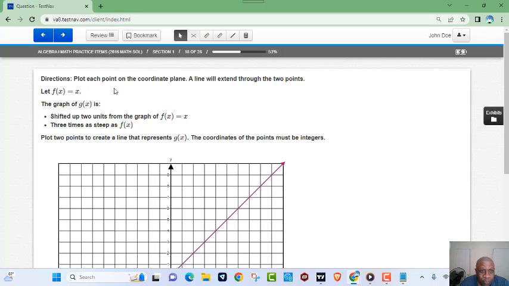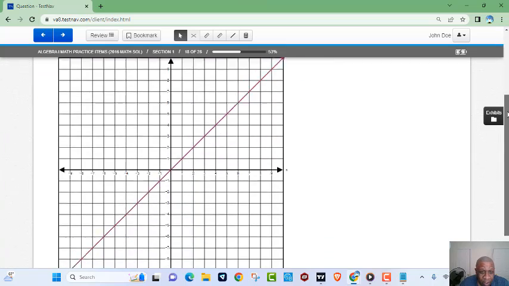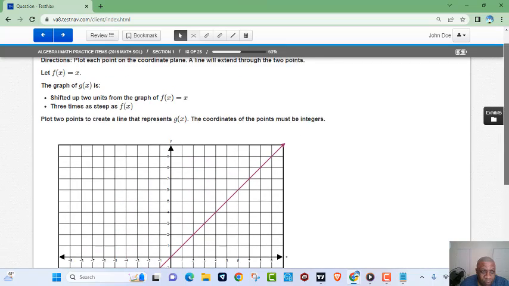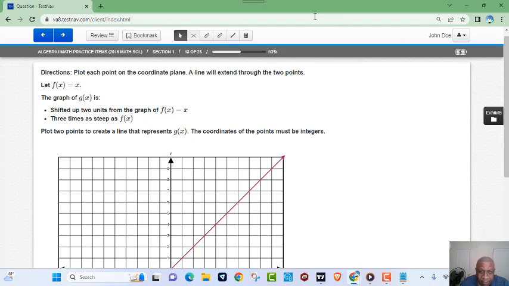Okay, directions. Plot each point on the coordinate plane. A line will extend through the 2 points. Let f of x equals x or y equals x. And then the graph of g of x is shifted up 2 units from the graph of f of x and 3 times as steep as f of x. Plot 2 points to create a line that represents g of x. The coordinates of the points must be integers. Okay, so we want to plot 2 points here.